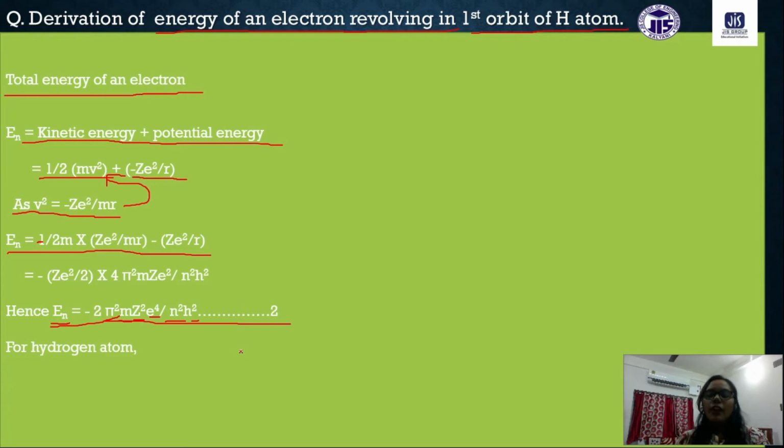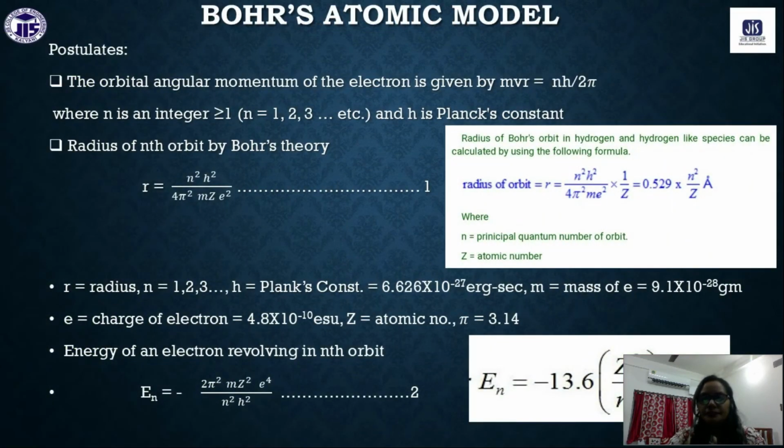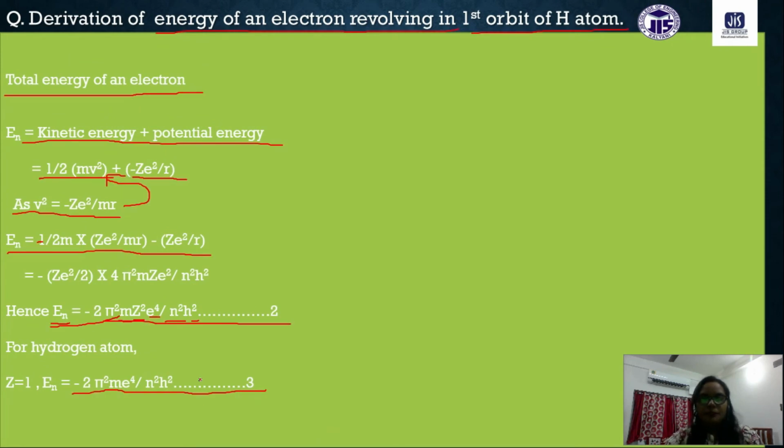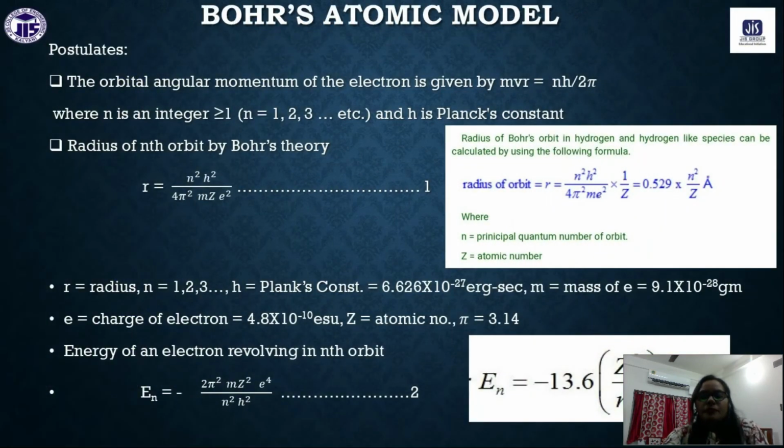Okay, so for the hydrogen atom, what will happen? n equals 1 and Z equals 1. So put these values into this equation number 2. What will we get? If Z equals 1 and n equals 1, we will get minus 2 pi square m e to the power 4 by h square, right? Okay, so this is the final equation that we have already seen.